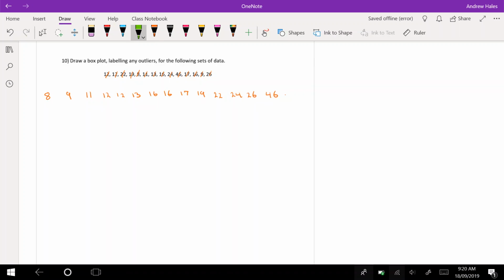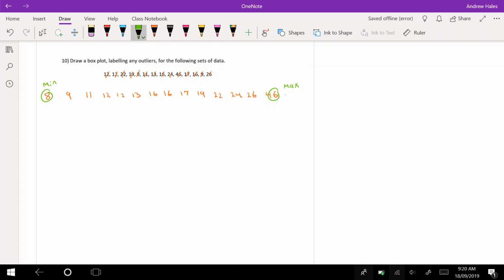So it says we have to draw a box plot. So to do that, we have to figure out the 5-figure summary. Minimum, maximum. Always pick them out first and then do the median. Well, I just said we had 14 data entries. So since we have an even number, we have to take the average of the 2 most middle numbers.